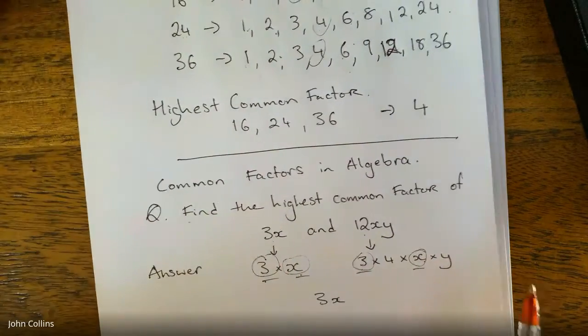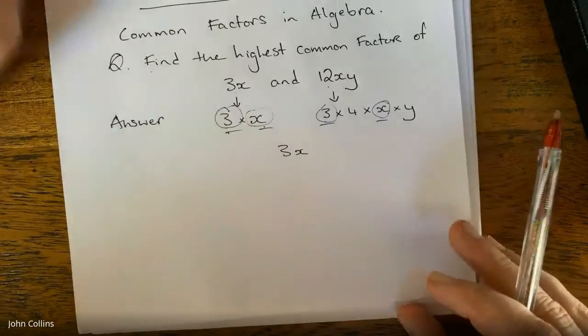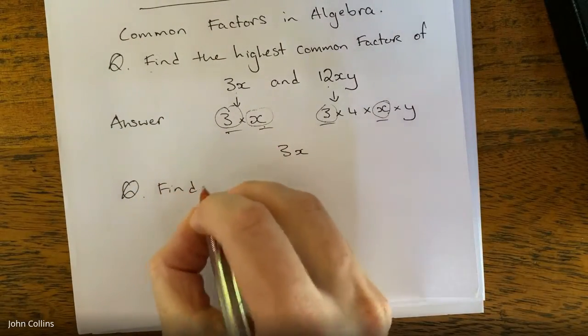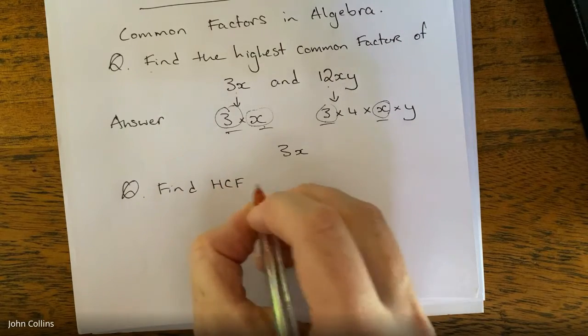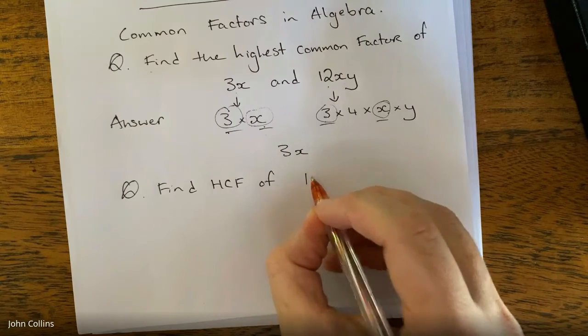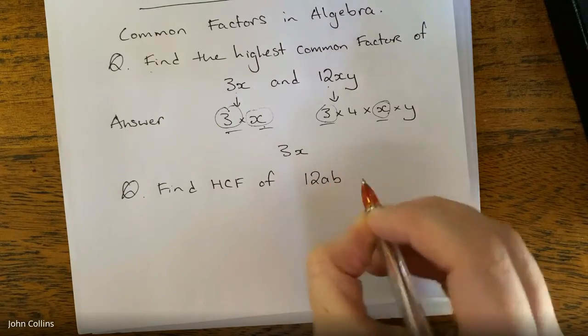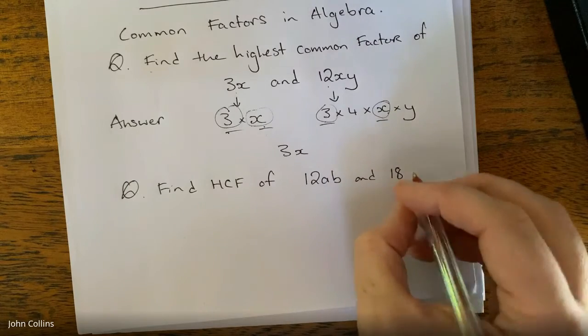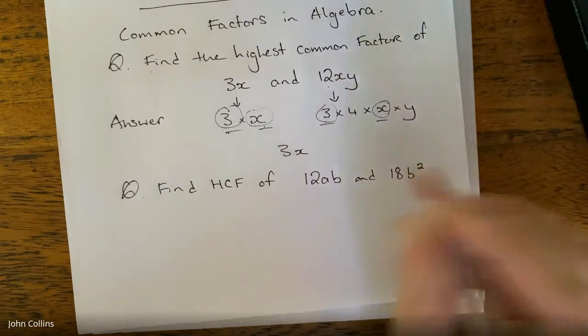Okay, let's look at a second example. I'm going to just use HCF from now on. Find HCF of, let's do 12ab and 18b squared.